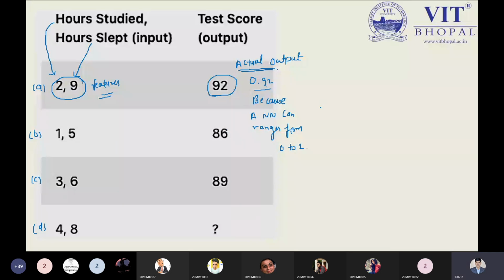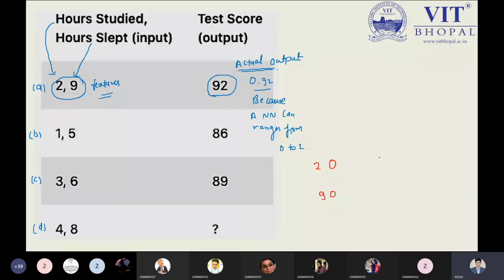Let me draw the proper example over here for betterment, so you can easily understand the thing. So what is this problem saying to us? This problem is saying to us we have two inputs. These two inputs can be identified by the 2 and 9.